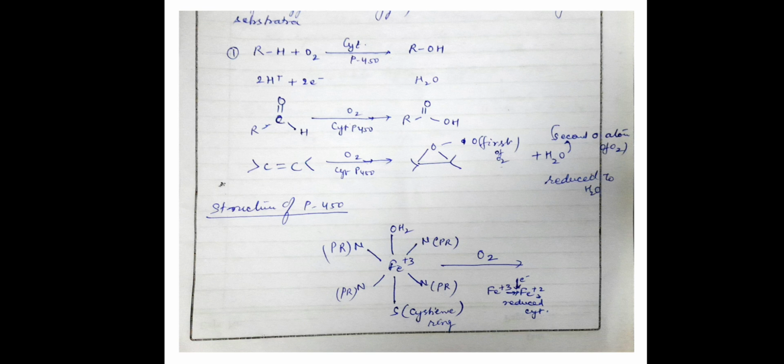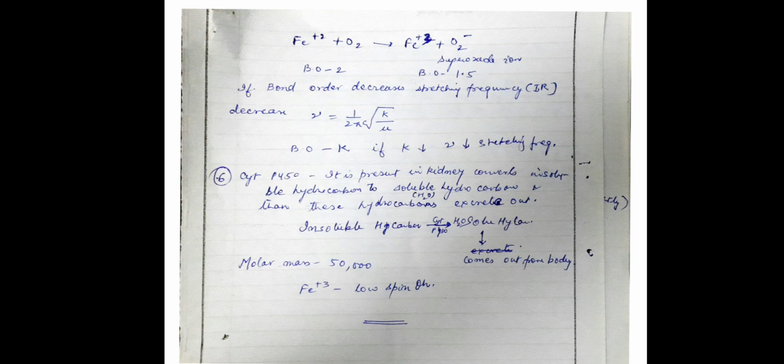It reacts with oxygen. Iron +3 accepts electrons and changes to iron +2. This is called reduced cytochrome. Iron +2 plus oxygen gives iron +3 plus O2 minus, the superoxide ion. The bond order of oxygen is 2, and of the superoxide ion it is 1.5.